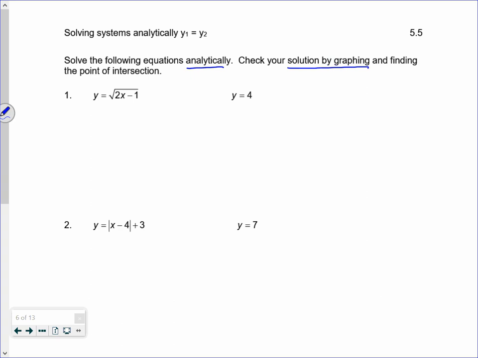This is the exact same method that we had earlier. We're going to take y1, we're going to set it equal to y2. Square root of 2x minus 1 equals 4. And hopefully we're going to have an equation that we then know what to do with. In this case, we're going to square both sides. And then add 1 and divide by 2.